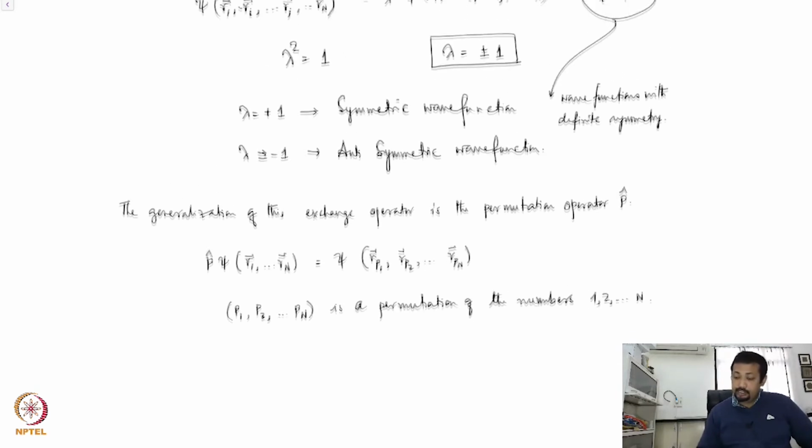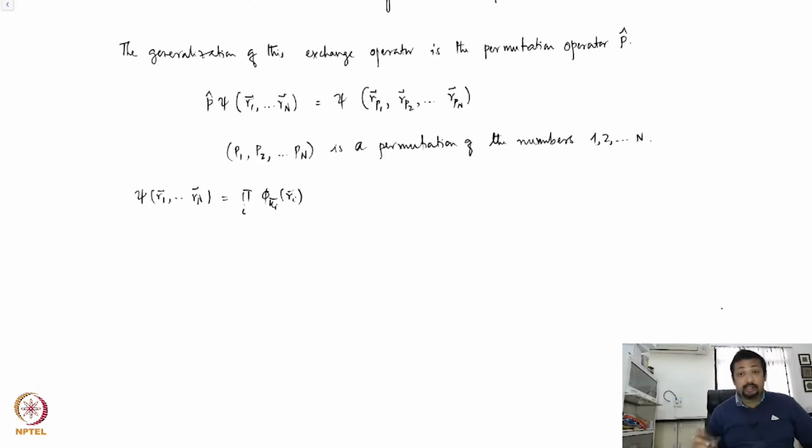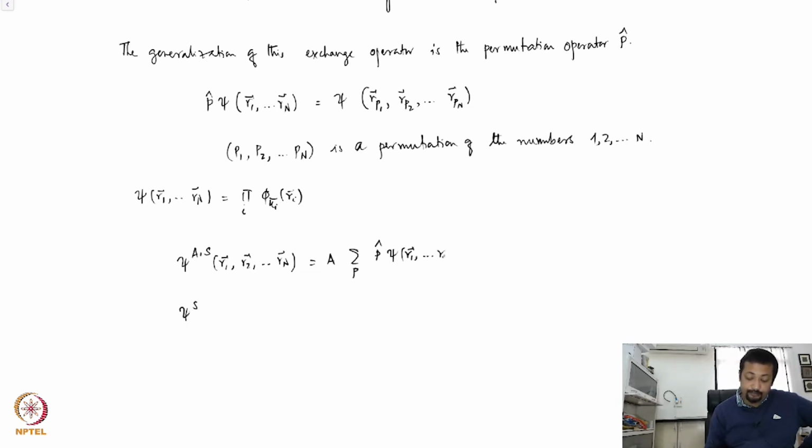So if one starts with this wave function psi of r1 to rn, which does not have a definite symmetry, I can construct a symmetric wave function and an antisymmetric wave function by using the permutation operator. So this is going to be a sum over p hat psi of r1 to rn.